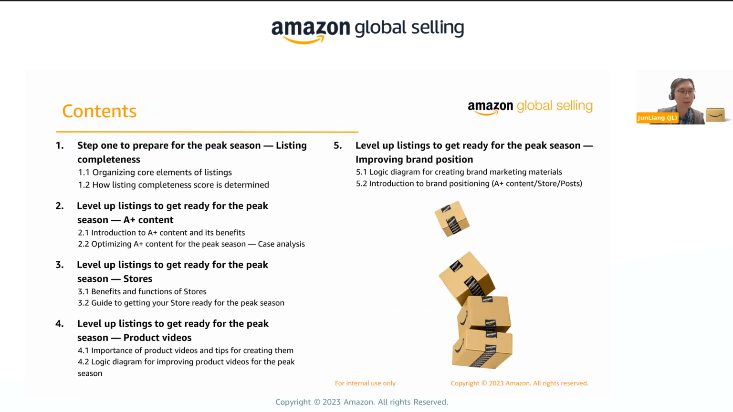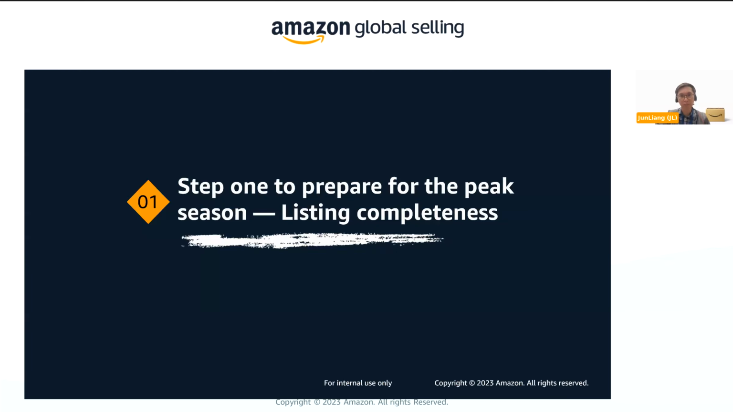All right, we're going to head right into it. Today, this is what we'll be covering. There's basically just 5 key agenda items that we're covering. We'll go to the first one, which is the preparation for peak season, more on the listing completeness.